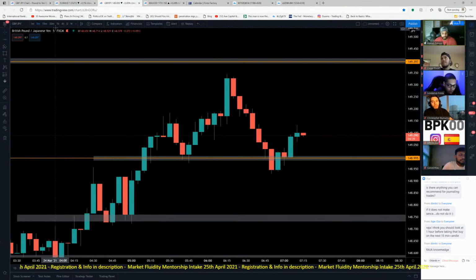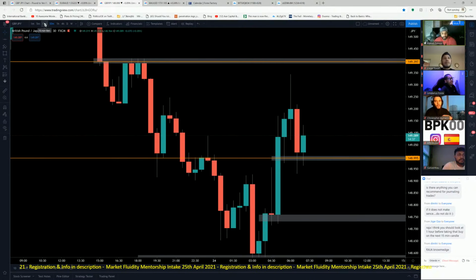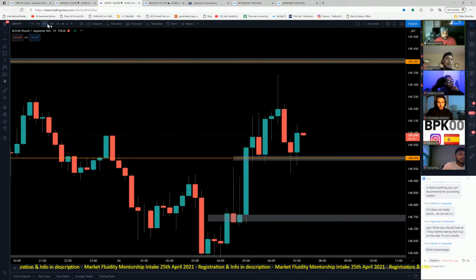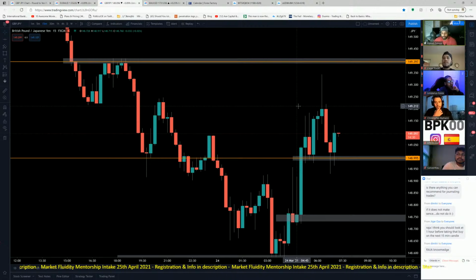Let's take a look at the 5-minute time frame. 30-minute time frame. Yeah, no, I'm gonna wait. I don't want to take a buy over here. I'm gonna wait for price to break above 149.200.